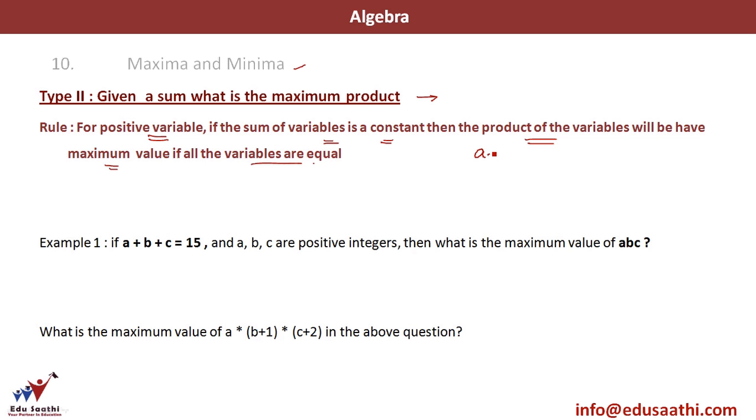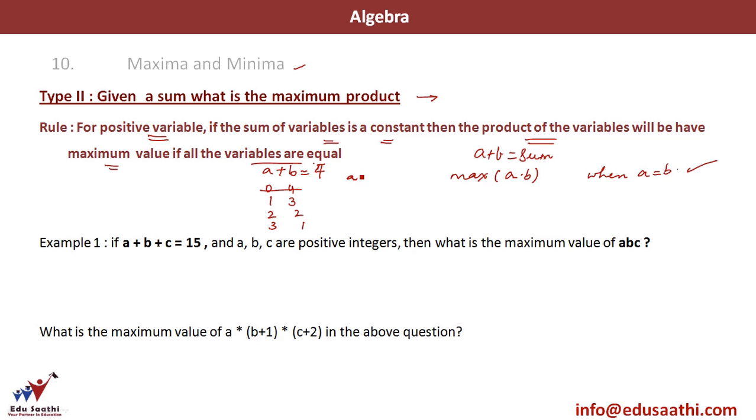If a plus b is equal to something which is constant, the maximum value of their product is when I put a is equal to b. That is what the rule says. So if you take a simple example, if a plus b is equal to 4, let me take that value. Now what are the possibilities? This could be 0 and 4, this could be 1 and 3, this could be 2 and 2, this could be 3 and 1. And if I am talking about positive, I will discard this case.